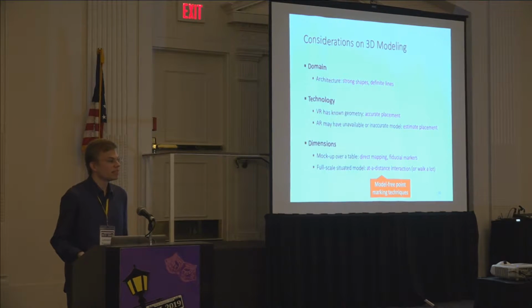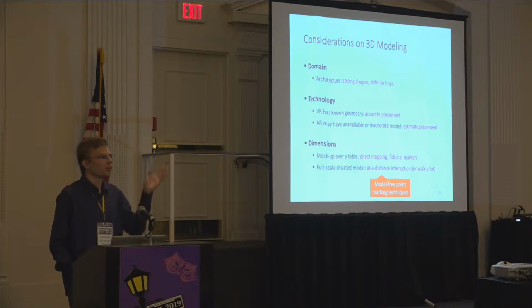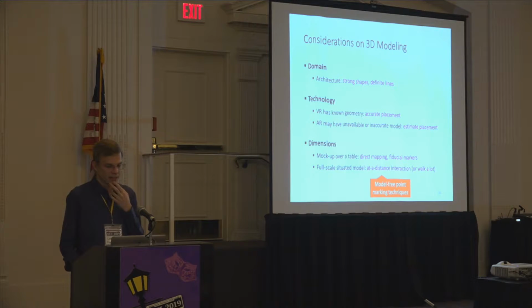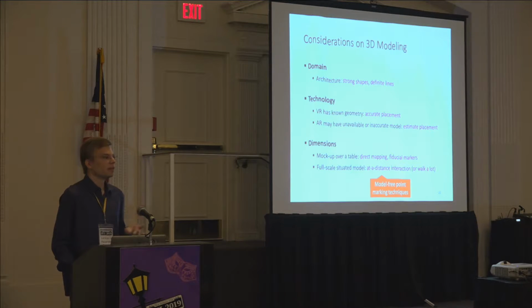Then also technology plays an important role. In VR, we always know the geometry of the environment. Let's say we have a room and we want to place a window over it. We can just use an interaction technique to point over the place where we want to create the window and place it right there very accurately. In AR, that may not be the case many times because the model may be unavailable or inaccurate, especially at larger distances. So we will have to estimate the placement of these elements.